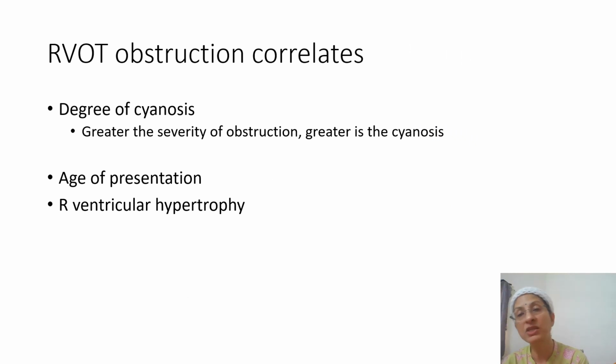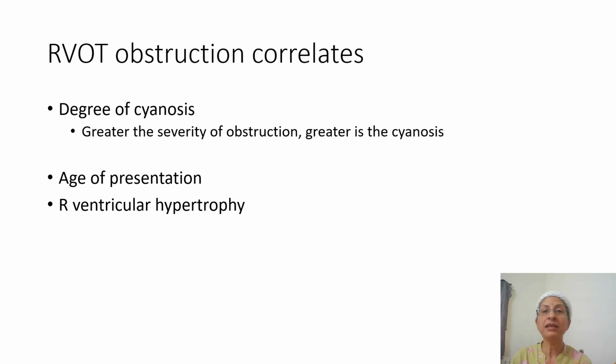What happens due to this RVOT obstruction, as we call it? Due to this obstruction, there will be more and more blood going into the aorta rather than into the right ventricular outflow tract and thereby to the lungs. So all the deoxygenated blood from the right ventricle has got only two outlets. It will go either into the right ventricular outflow tract or it will go into the aorta. So greater the RVOT obstruction, more blood will be entering into the aorta.